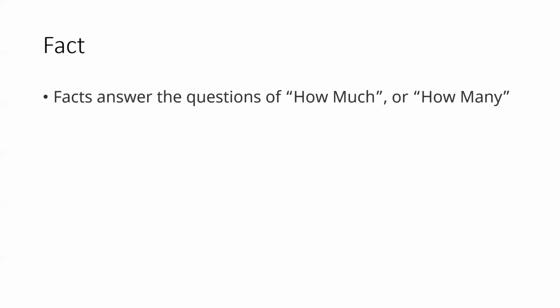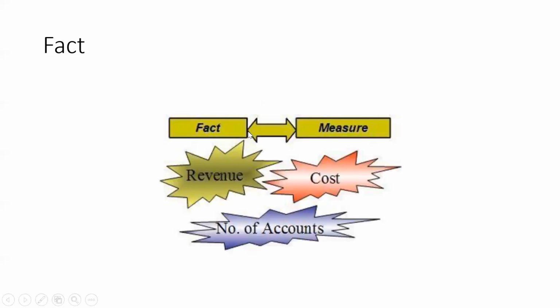So what is fact? First of all, what is fact? If we ask the data a question of how much or how many, the answer should be numerical in nature. That information is called fact. So facts should be measures. What can be declared by fact? It can be revenue, cost, number of accounts. All those things are numerical in nature. So numeric data, we can rather say is fact.